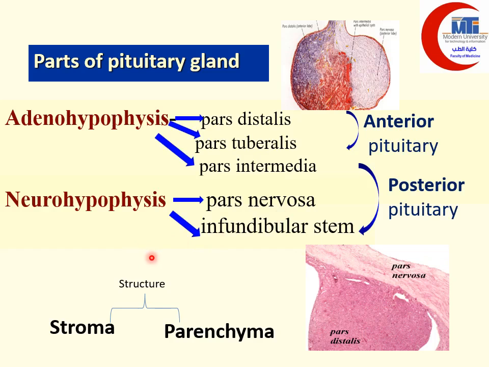Pituitary gland is a parenchymatous organ. It's formed of stroma and parenchyma. Stroma forms the external and internal shape of the gland, and parenchyma is the functioning part of the gland, which contains cells that secrete hormones. So it is a parenchymatous organ formed of stroma and parenchyma.